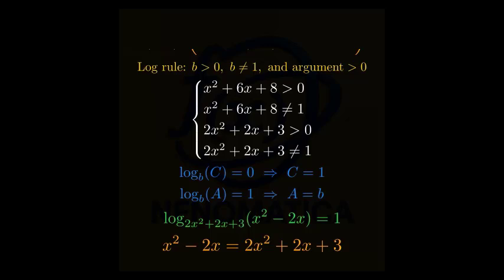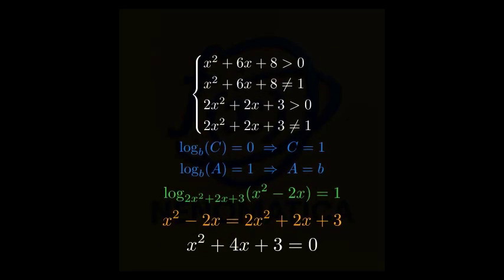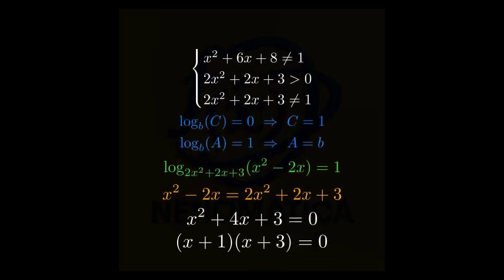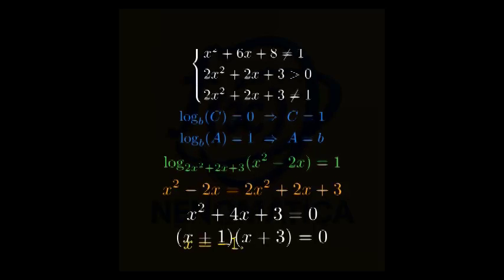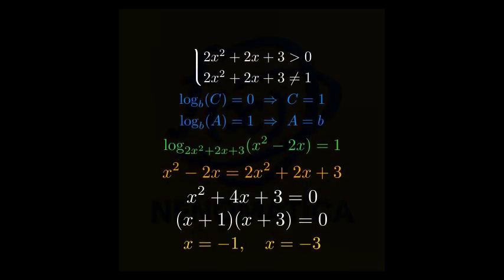Step 3. Move everything to one side and solve the quadratic. We obtain x squared plus 4x plus 3 equals 0. Factor the quadratic to get (x plus 1)(x plus 3) equals 0. So the candidate solutions are x equals -1 and x equals -3.